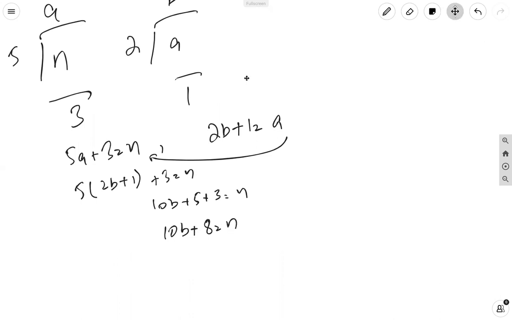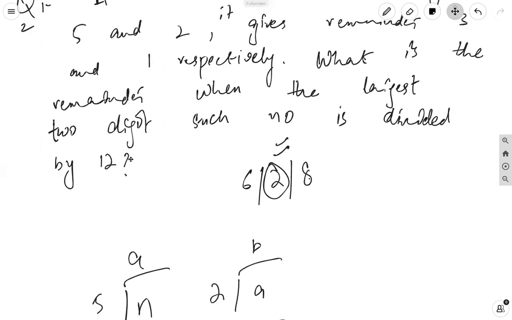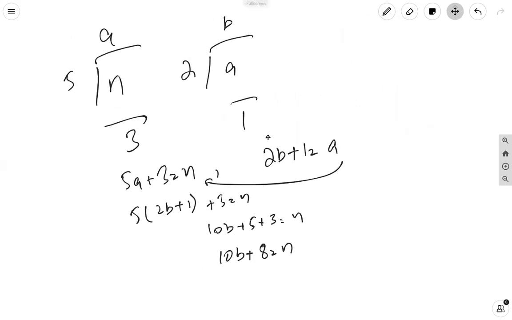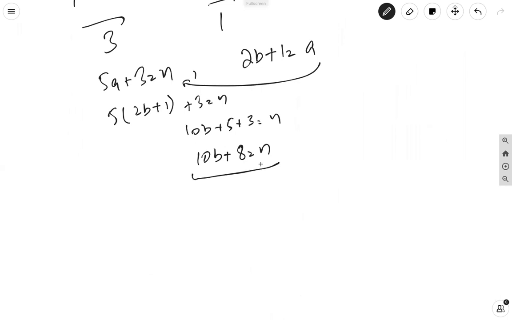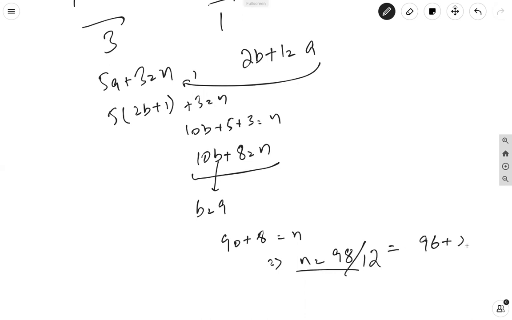Now the question is asking for the remainder when the largest two-digit number is divided by 12. So from this, what will be the largest two-digit number? When b is 9, this becomes 90 plus 8. In that case, n is 98, which is the largest two-digit number. If we divide this by 12, this is 96 plus 2 over 12, and 96 is a multiple of 12, so the remainder for this is 0. The answer comes out to be 2 over 12, and 2 is our remainder. So whenever you are solving this type of question, just keep an eye on the word, whether it is successive division or normal division.